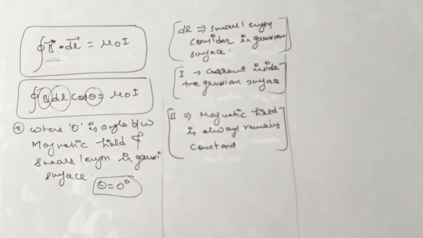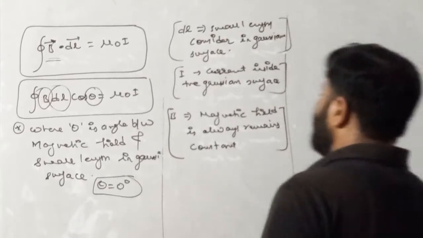Please, my dear student, remember the formula. The formula of Ampere's circuital law is the closed integral of B vector dot dl vector equals mu naught I, and with the help of this formula we will find the value of the magnetic field even due to an infinite long current carrying conductor. So let's start applying this formula.